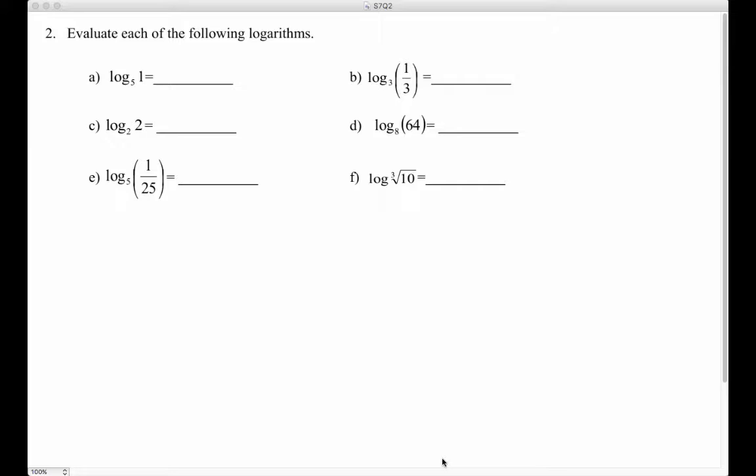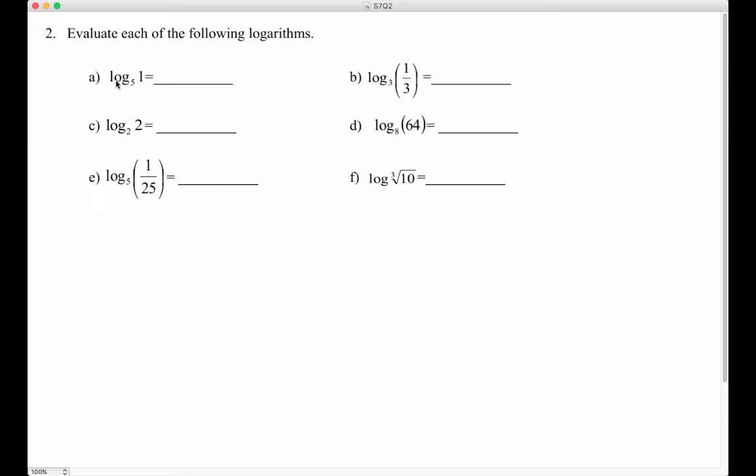In this problem, what they're asking us to do is to evaluate a few of these logarithms. So I have found that probably the easiest way to go about these is to actually think about them as an exponential first. In other words, use our definition and think about them from the exponential perspective, and then use that to help me decide what the logarithm is going to be.